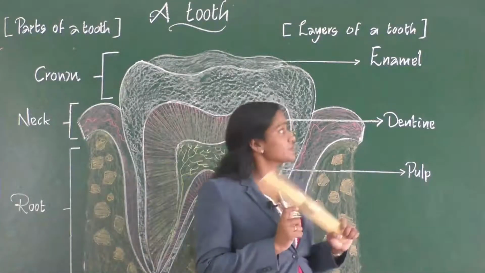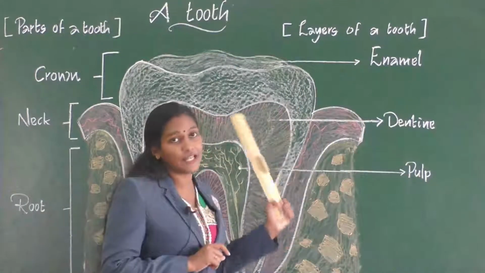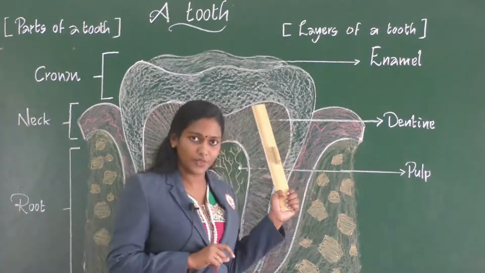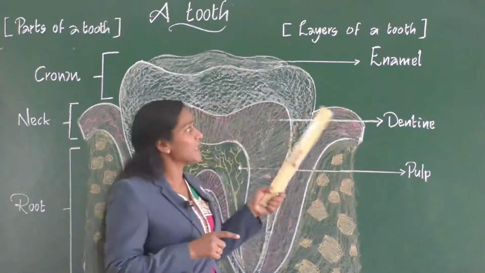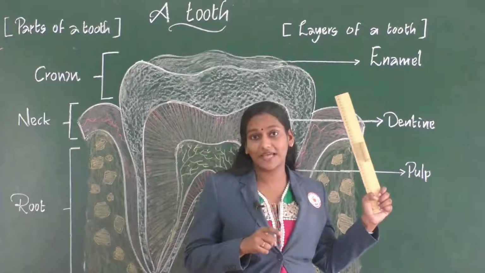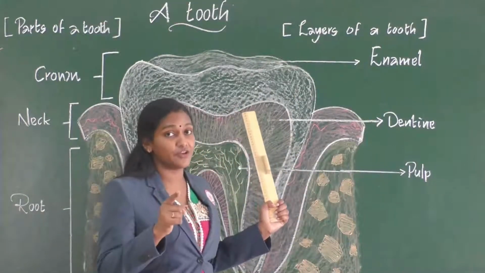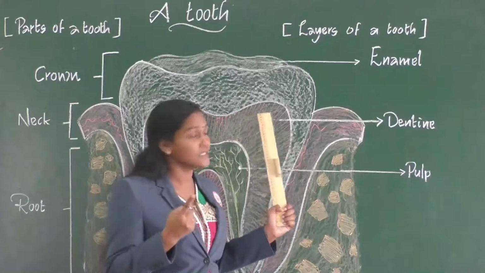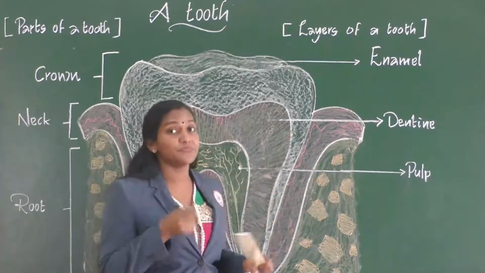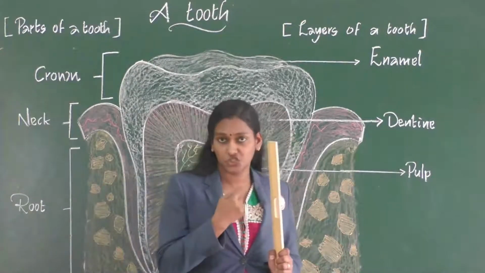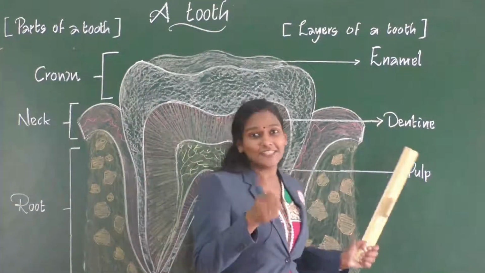So what is the function of enamel? As we all know, it is the outer layer of a tooth, and it is white in color, right? The function of enamel is that it protects the tooth from wear and tear of chewing. I repeat, the function of enamel is that it protects the tooth from wear and tear of chewing.